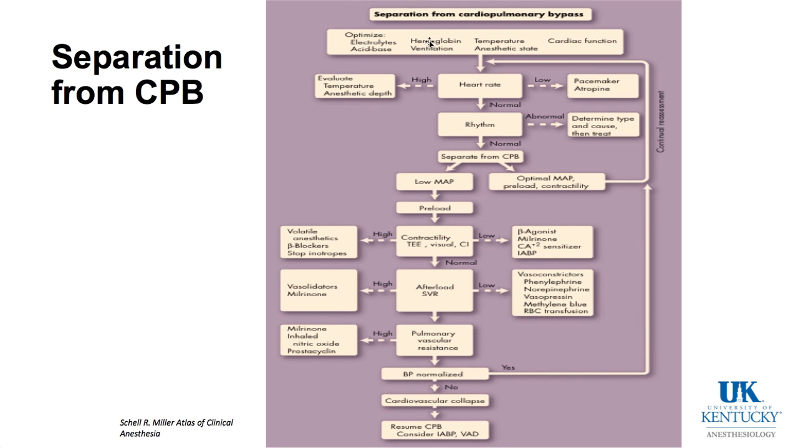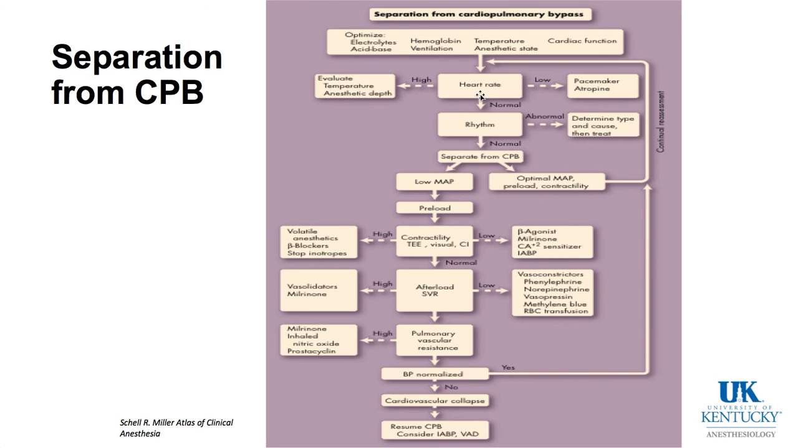The first thing that you should do is to optimize your electrolytes, your acid base, make sure your hemoglobin's okay, make sure you turn on your ventilator, which I have forgotten to do in the first minute after bypass in my life. And if you don't go through a checklist, you probably will forget some of these things at some point also. Make sure the patient is warm, you're adequately anesthetized, the cardiac function looks okay.